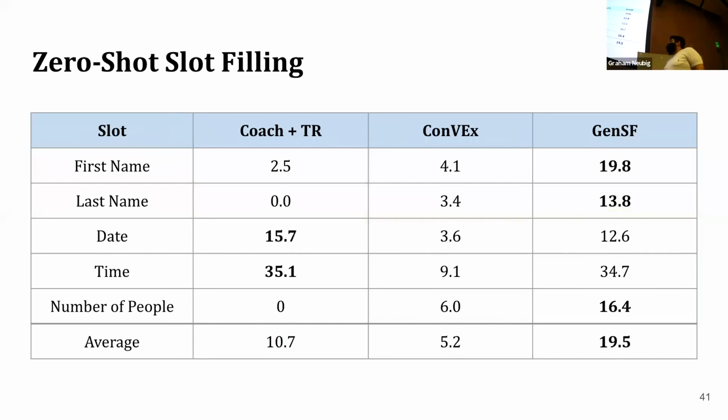And the other interesting thing is that because of the way these models were built, they can be used for zero-shot slot filling, where we do absolutely no training whatsoever.